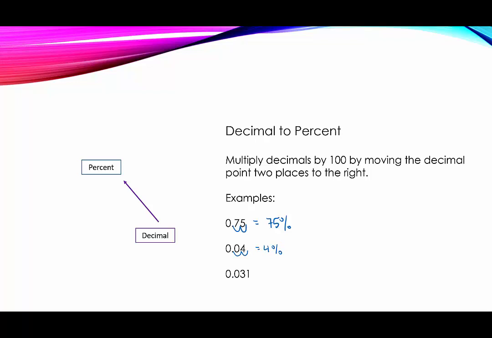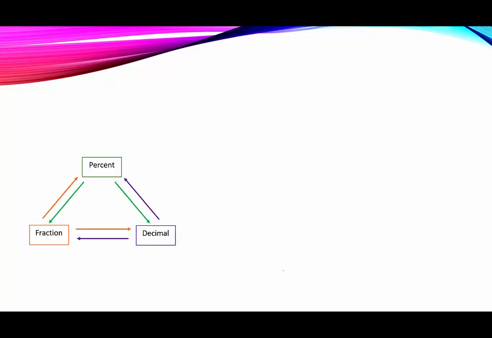0.031, to convert to a percent, we move 2 places to the right. Notice there's still a decimal in percent form, and that's okay. And we get 3.1%. So those would be the conversions from decimals into their equivalent percent form.